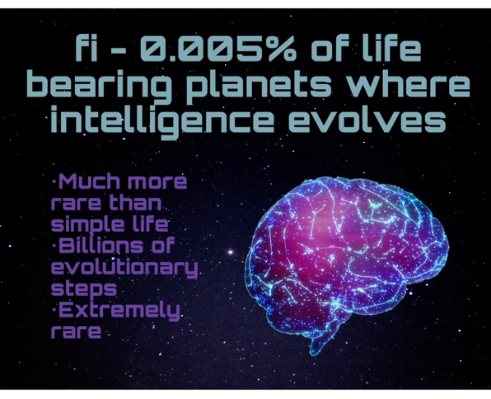This value represents the fraction of life-bearing planets where intelligent life evolves. While simple life might be common, intelligent life is much rarer. On Earth, it took billions of years and countless evolutionary steps for intelligent beings to appear. Because intelligence requires very specific conditions and long-term stability, I used a small value of 0.005, meaning only 0.5% of life-bearing planets will develop intelligent life.